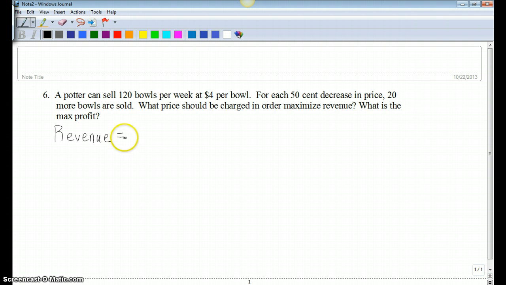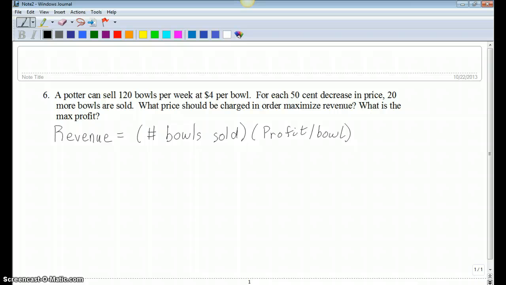So the revenue that you earn is equal to the number of bowls sold times the profit per bowl. Alright, so if we know how many bowls we're selling and how much profit we're making per bowl, we can get our revenue. And right now all we know is $4 and 120 bowls.